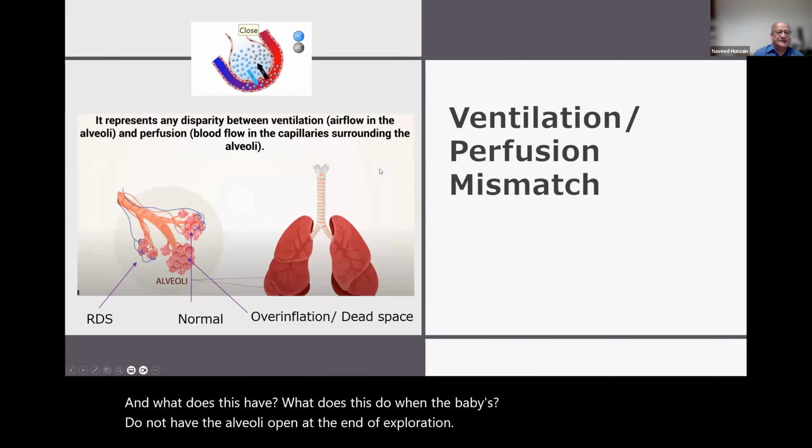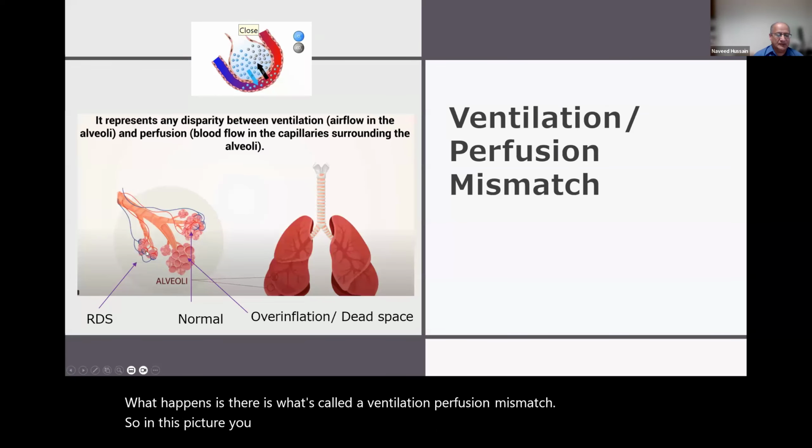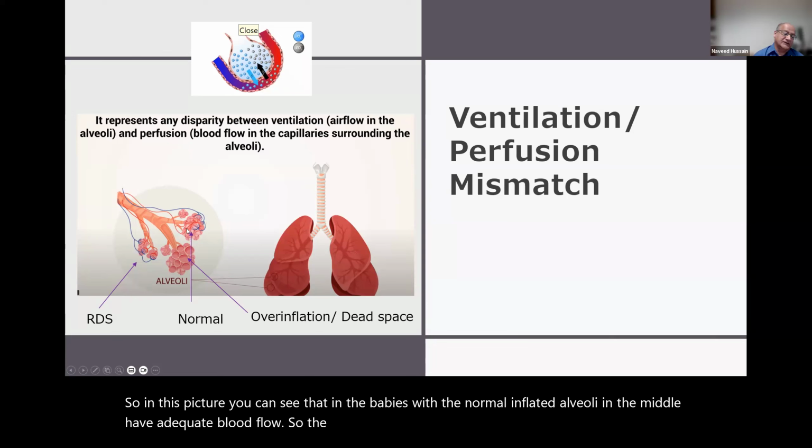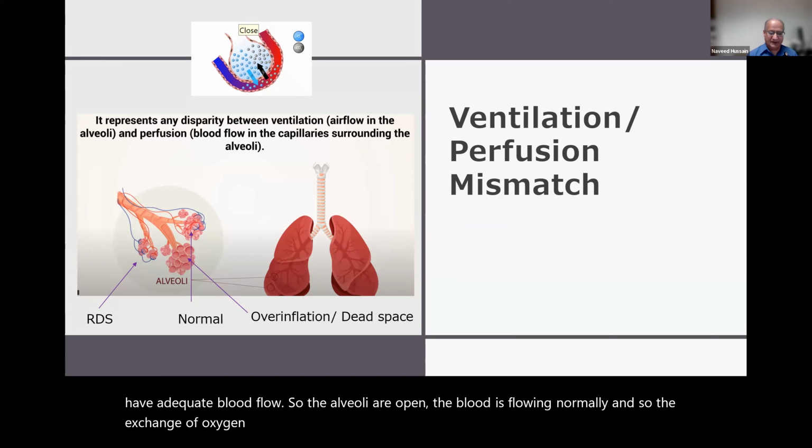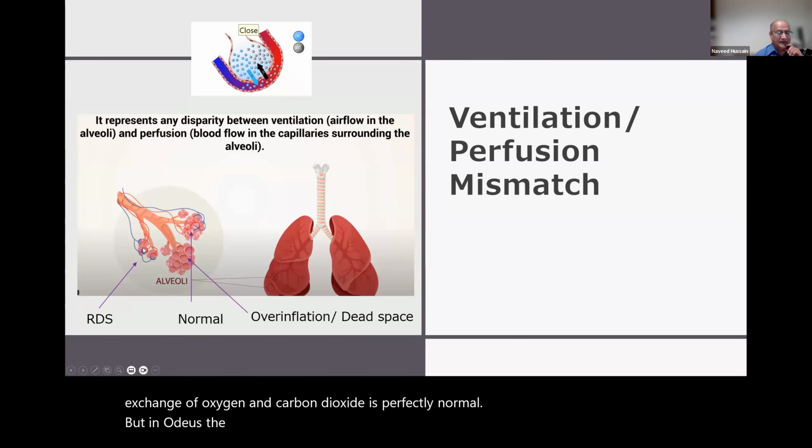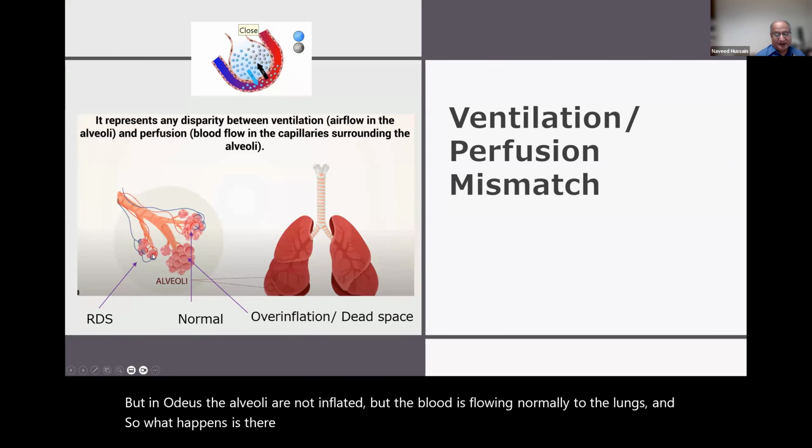What happens is what's called a ventilation perfusion mismatch. So in this picture, you can see that in the babies with the normal inflated alveoli in the middle have adequate blood flow. So the alveoli are open, the blood is flowing normally, and so the exchange of oxygen and carbon dioxide is perfectly normal. But in RDS, the alveoli are not inflated, but the blood is flowing normally to the lungs. And so there is better perfusion, but less ventilation.